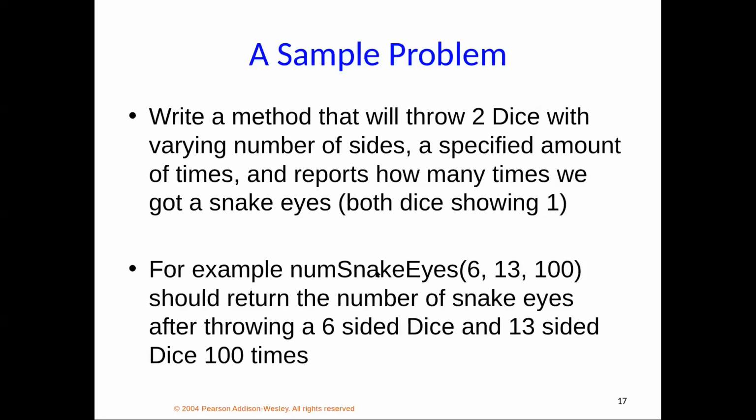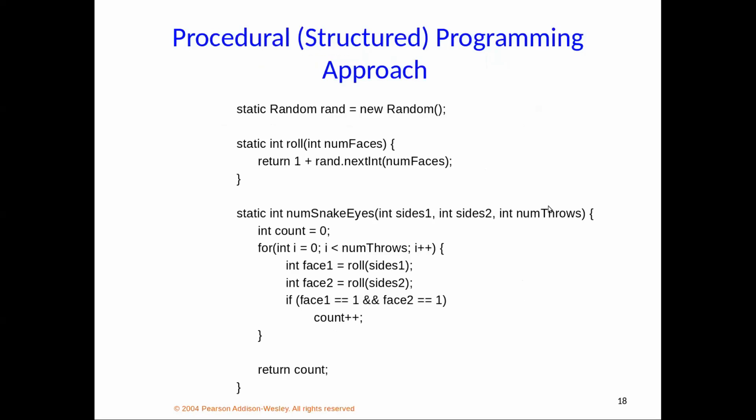So this is the main method. This is dice 1, the number of sides that dice 1 has. So it has 6 sides, and the assumption is that it goes from 1 to 6. And dice 2 has 13 sides, so again, it will go from 1 to 13. And this is the number of times the dice has been rolled or thrown. So it has been rolled 100 times. And now we need to count the number of times both the dice have showed 1. So that's the problem.